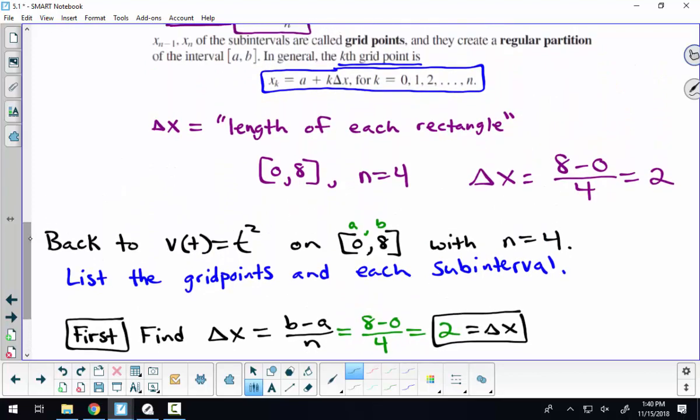And since we're listing all of the grid points, we're going to use this formula for all grid points. K equals 0, 1, 2, 3, 4. And that's where we're stopping. Because we stop at n, and our n is equal to 4.